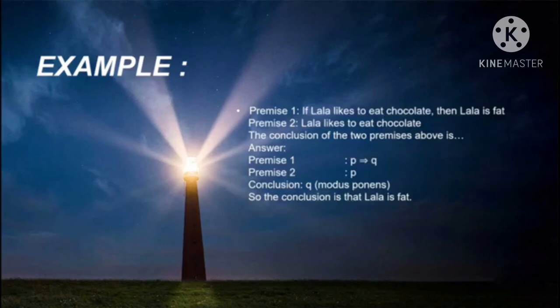And then, for example, 1. Premise 1, if Lala likes to eat chocolate, then Lala is fat. Premise 2, Lala likes to eat chocolate. The conclusion of the two premises above is, answer: premise 1 equals if P then Q, premise 2 equals P, conclusion Q, or modus ponens. So the conclusion is that Lala is fat.